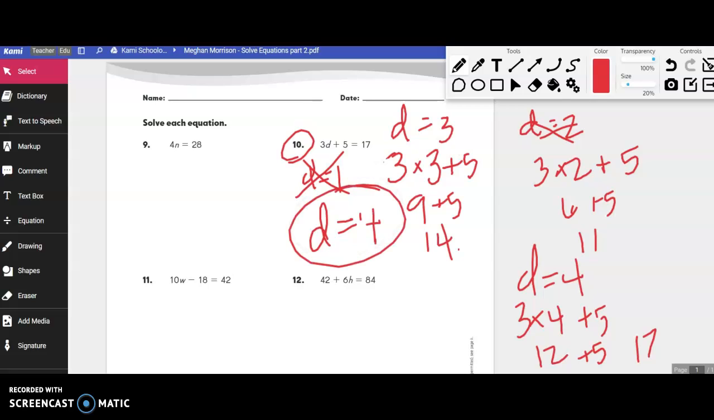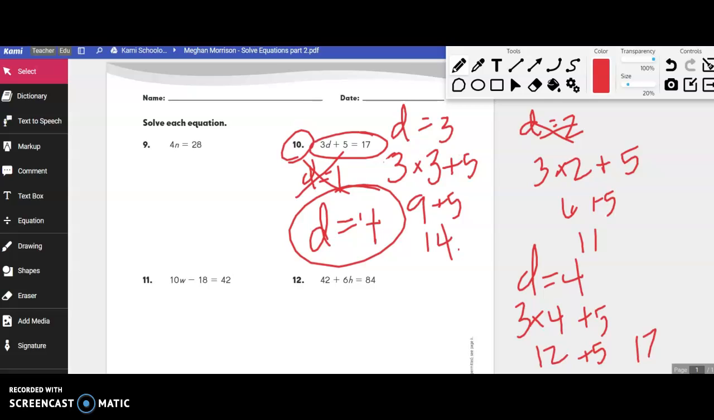And that is my answer, because that is the number that if I make the variable equal to that number, then it will be true. This equation is true if d equals 4. Okay? So I was simply guessing and checking. I was trying different numbers.